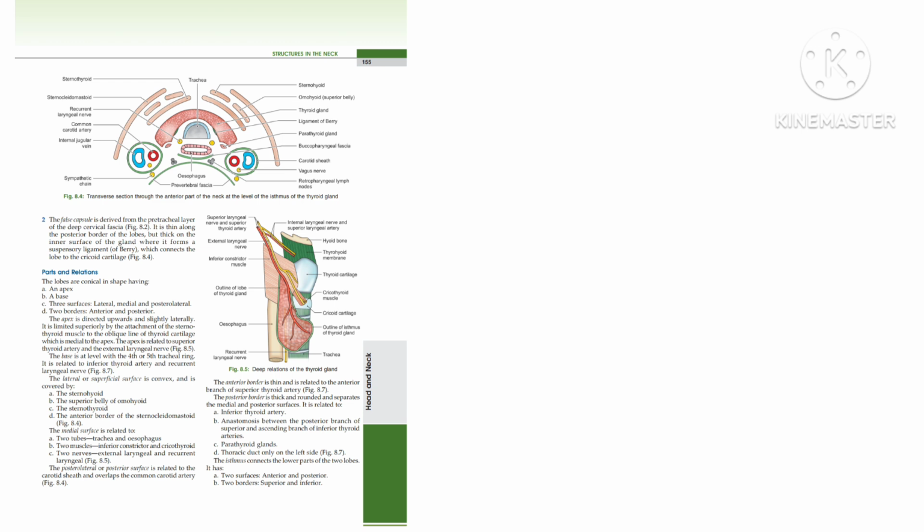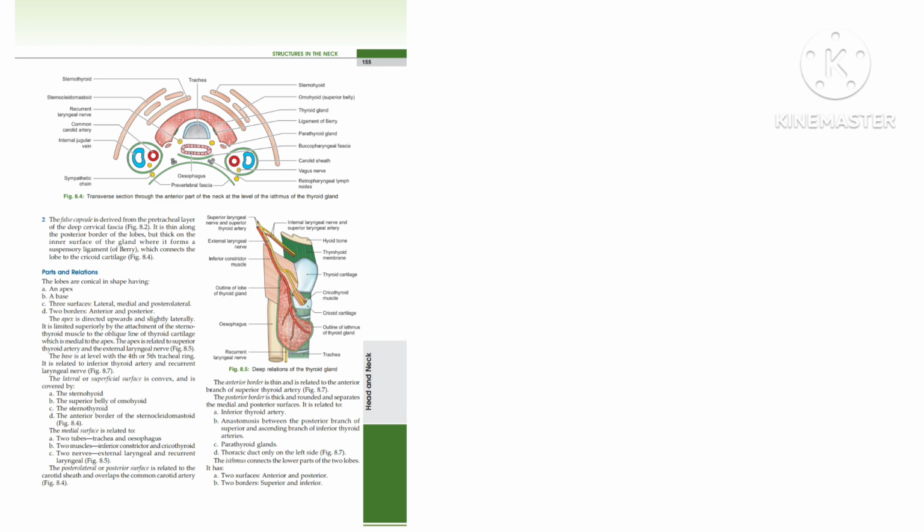Fig. 8.4. The anterior border is thin and is related to the anterior branch of superior thyroid artery. Fig. 8.7. The posterior border is thick and rounded and separates the medial and posterior surfaces.